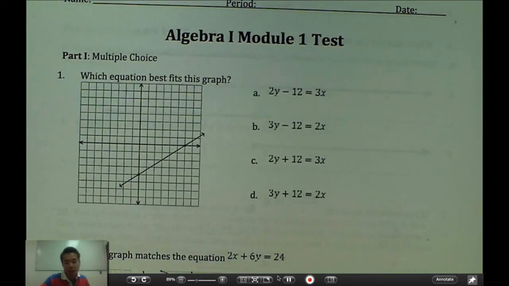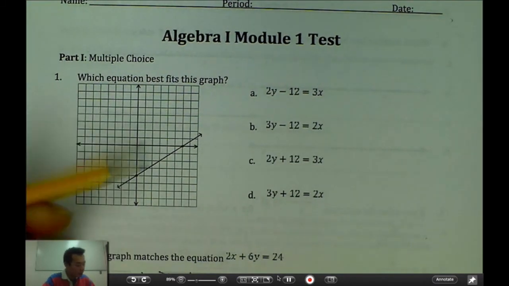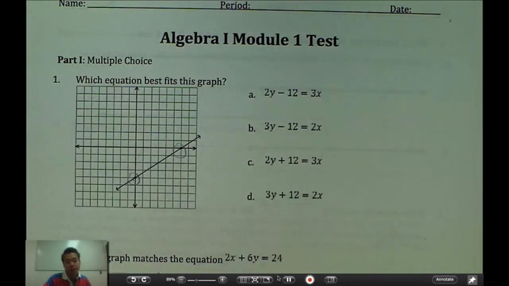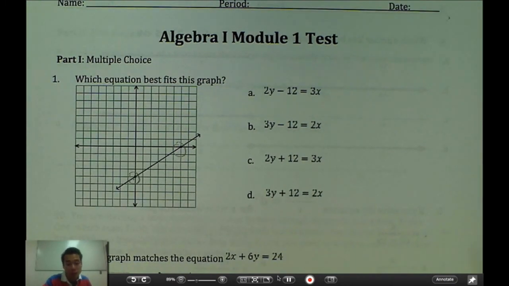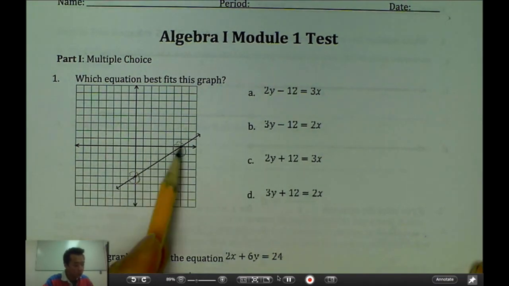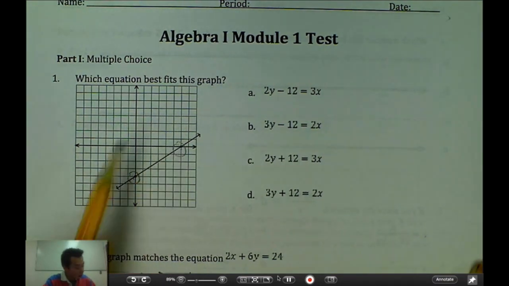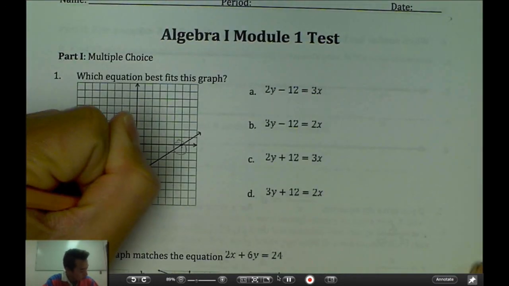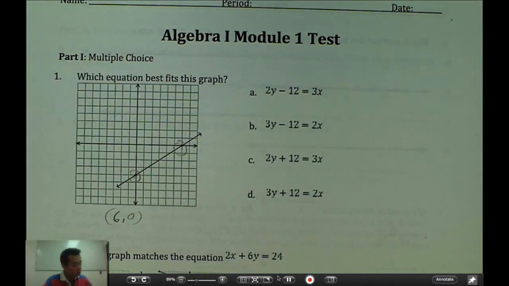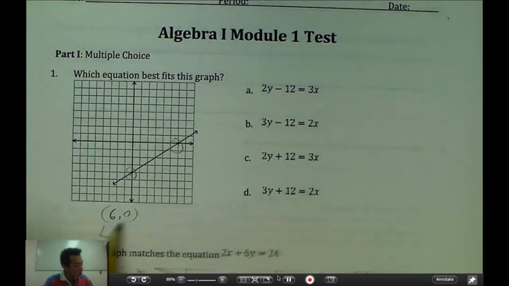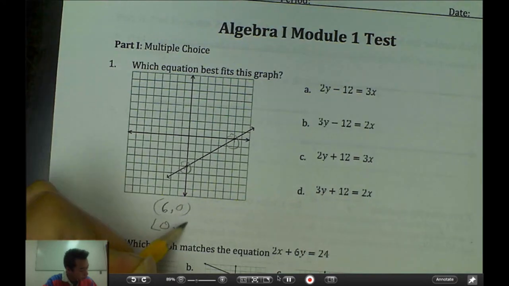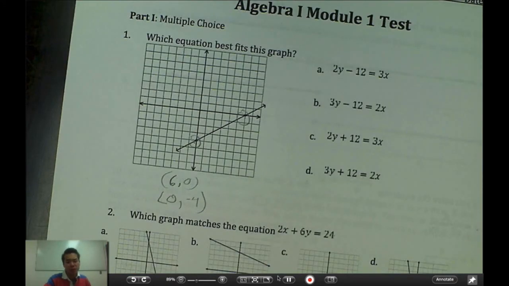So here, before I even look at the multiple choice, I know that I have a linear function. I know that these 2 points, I hope that you understand that by now, are my y-intercept and my x-intercept. My x-intercept right here is (6, 0). The x-intercept is when y is 0. The y-intercept is when x is 0. So that's 0, 1, 2, 3, 4, negative 4. So I know those 2 points.